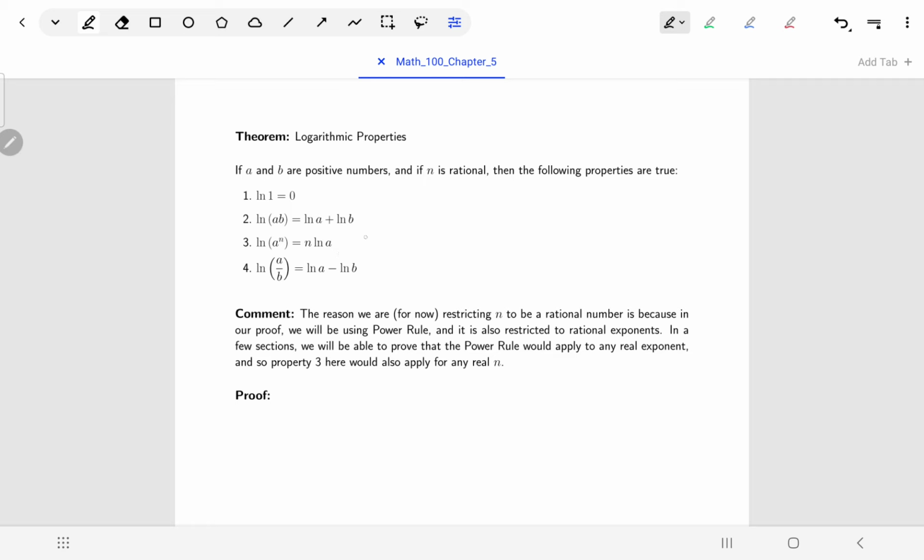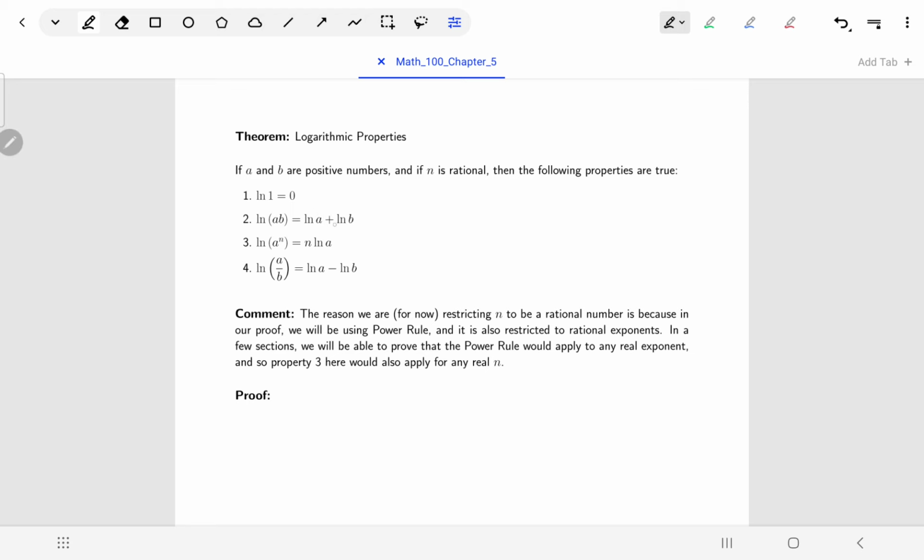And that is true. The reason we're restricting it to rational numbers just for now is because you're going to see in my proof for number 3, I'm going to use the power rule. And up till now, back in chapter 2, we had the power rule established only for powers that were rational. Later on, we're going to be able to show that the power rule works for any real number, which is lovely. So that means that property number 3 will eventually be true for any real number n. But for right now, I'm restricting myself just to rational numbers.